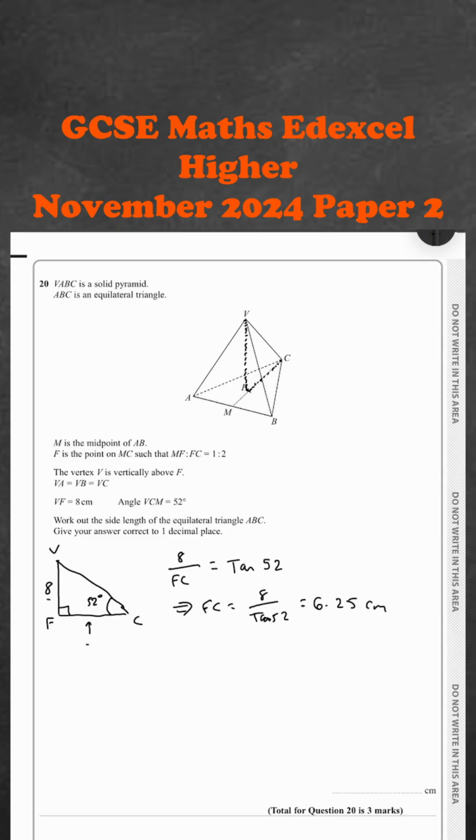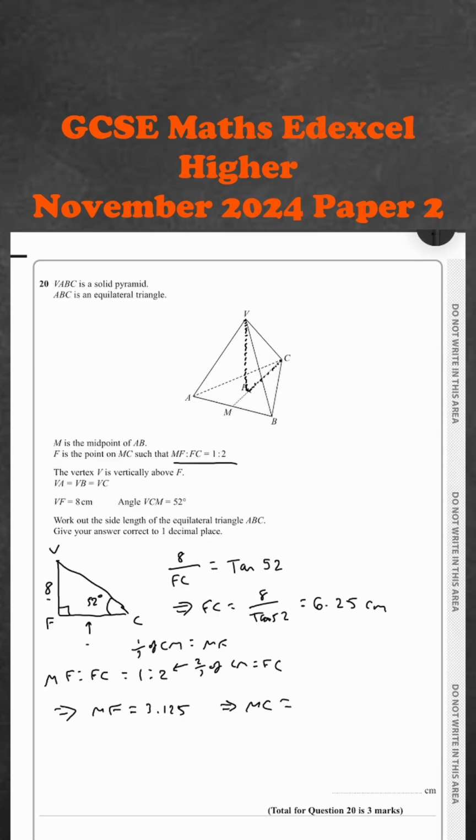Next, we know that MF compared to FC is a ratio of 1 to 2. So 1/3 of CM is MF and 2/3 of CM is FC. Therefore, MF is going to be half of 6.25. So that's 3.125. And the full MC length is going to be 3.125 plus the 6.25 we had earlier, 9.375.